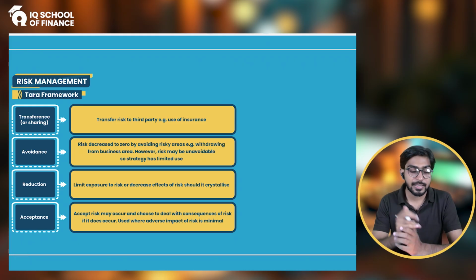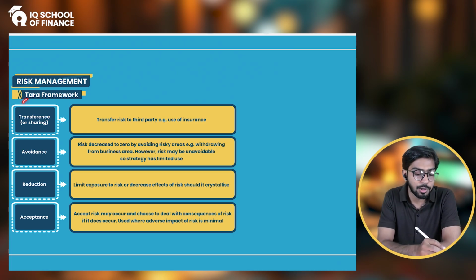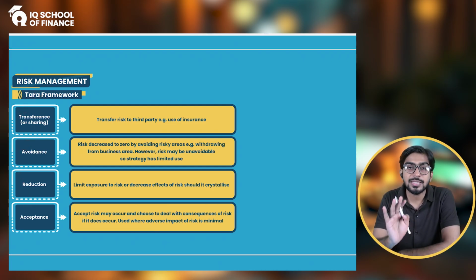So the TARA framework deals with the four options. It gives you the four options: T for transfer, A for avoid, R for reduce, and A for acceptance. So these are the four options. The TARA framework tells you that in any situation, whatever safeguard you are going to apply, or whatever mitigating activity, or whatever strategy you are going to make, it will be among these four options. Whatever you name it, I will link it with all four headings.